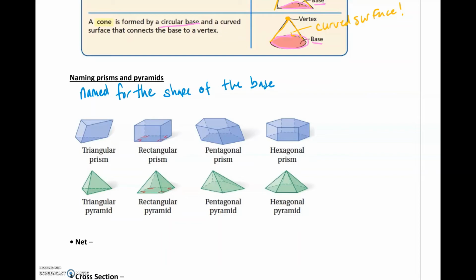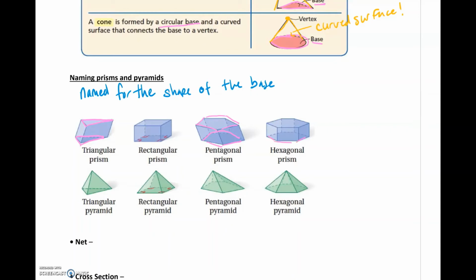So if you look at this very first blue one, we can see our parallel congruent shapes are triangles, which is why it's called a triangular prism. I'm going to skip over the rectangular prism for a moment. Let's look at the pentagonal prism. You can see we have two congruent pentagons, and it doesn't matter if your prism is slanted like this, it's still a prism, right? So that's a pentagonal prism.